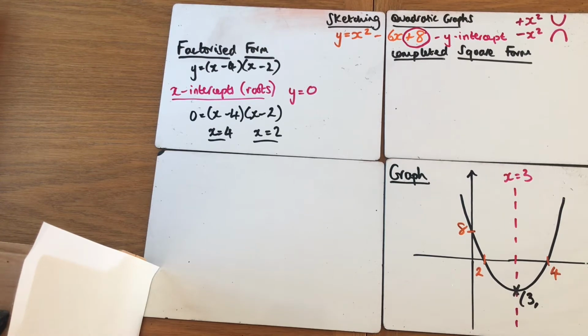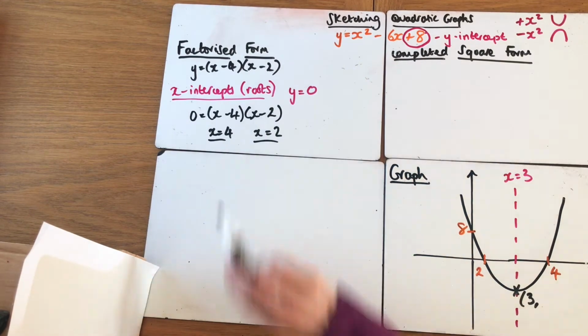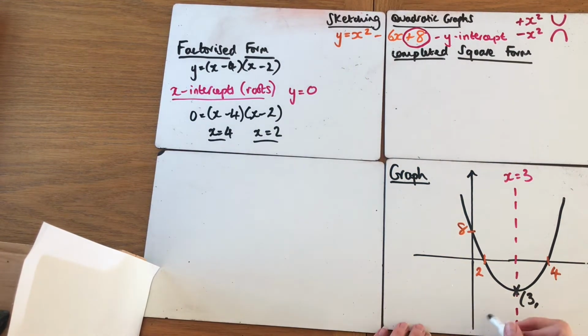Knowing the x-coordinate, we could work out the y-coordinate by substituting x equals 3 back into the equation of our graph. So if I substitute it in, I'm going to get 3 squared minus 6 times 3 plus 8, which will give me 9 minus 18 plus 8. 9 minus 18 is minus 9, plus 8 is minus 1. So I can pop that minus 1 in there, and the y-coordinate of my vertex, or the minimum point of my graph, is minus 1.